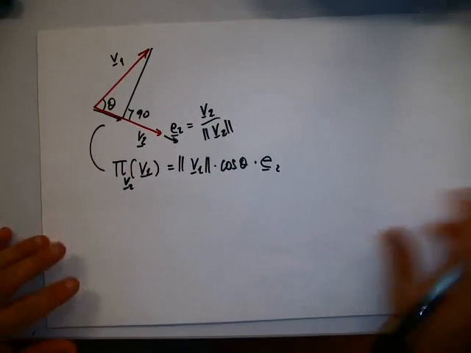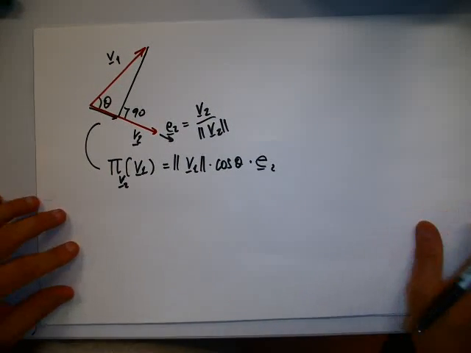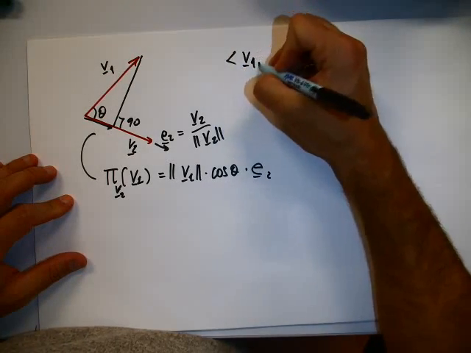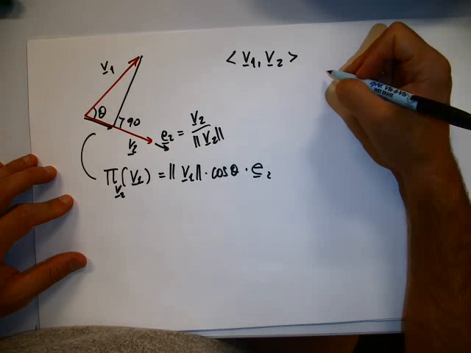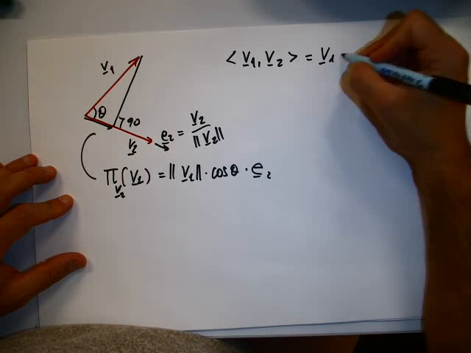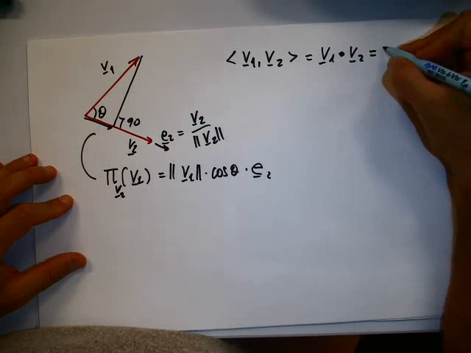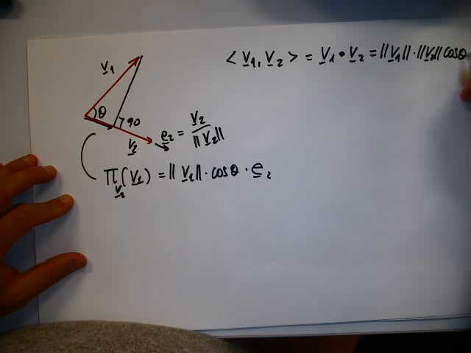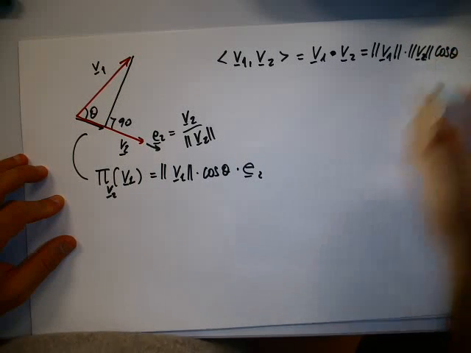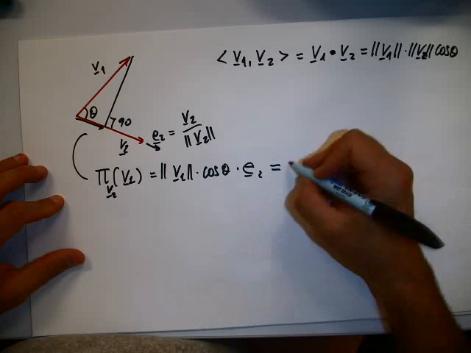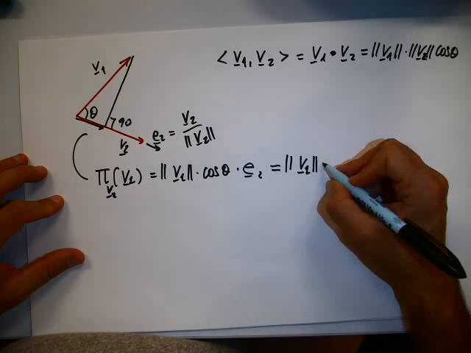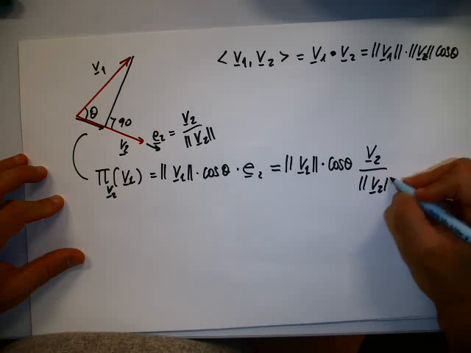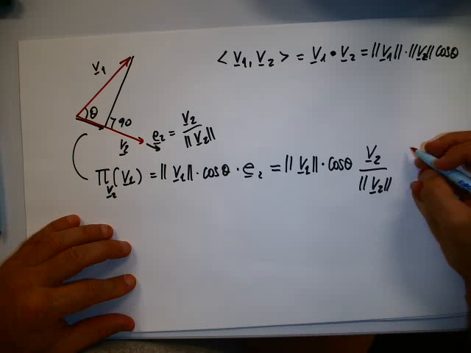That said, let's manipulate this expression, and let me remind you that the dot product between V1 and V2, which can also be written as V1 dot V2, by definition is given by the length of V1, the length of V2, cosine of theta. Okay? And so this quantity here, we can rewrite as cosine of theta times V2 divided by the norm of V2. So now I'm going to multiply and divide it by the norm of V2.